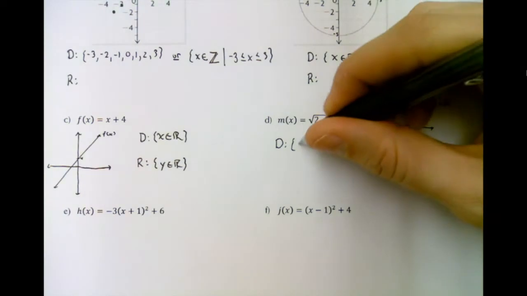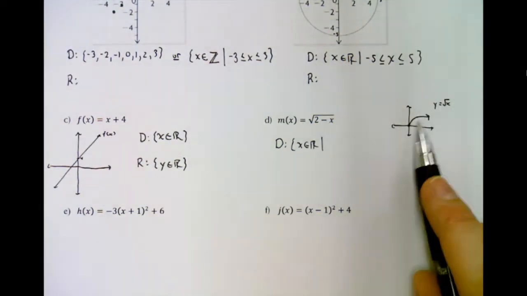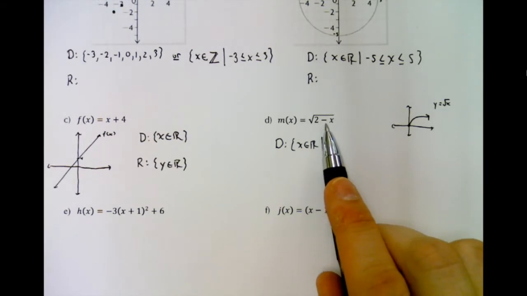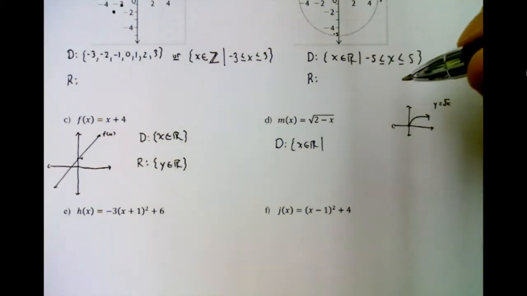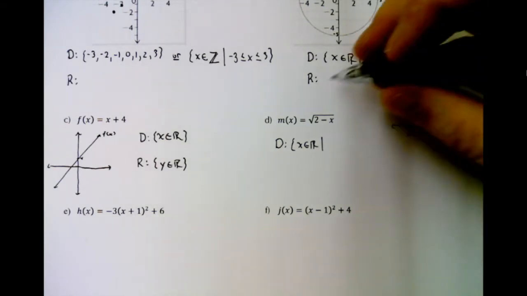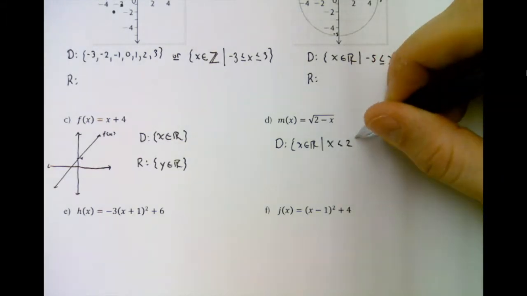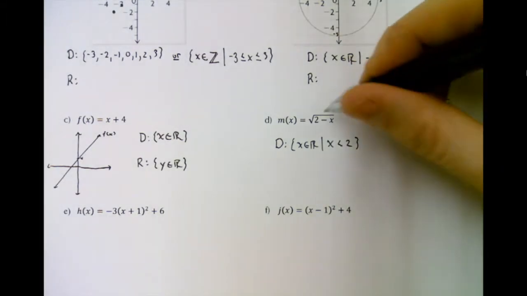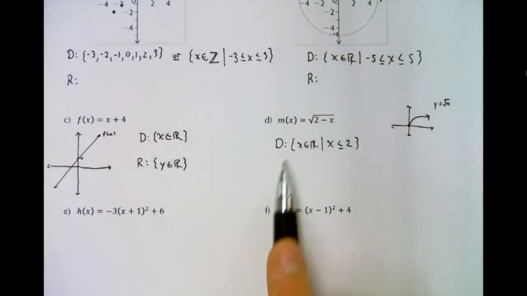So we know that x belongs to real, and the key to finding the domain is figuring out what that restriction was, and I think we figured it out. We figured out that x can't be a number bigger than 2. So that means that x has to be less than 2. That's the restriction. X has to be less than 2. Can it be 2? Yes, because 2 leads you to 0, so it can be 2. So that's our domain.